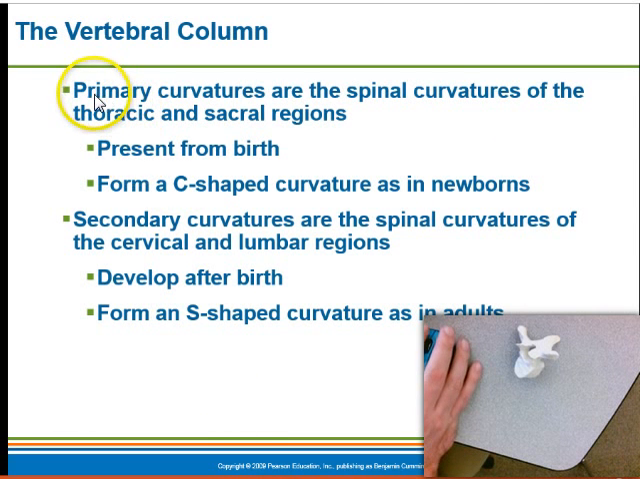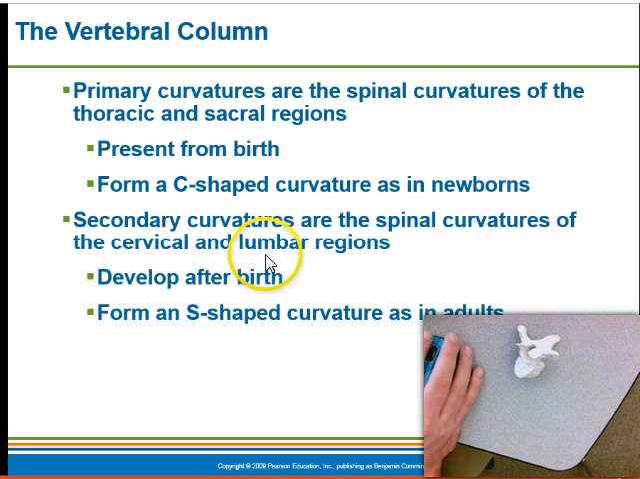So we call this C shape the primary curvature. These are the spinal curvatures of the thoracic and sacral regions. This is present from birth. This forms a C-shaped curvature in newborns. And then as you grow and develop, you form your secondary curvature. This develops after birth, and this forms an S-shaped spine, which is going to occur as you develop and makes you more bipedal.